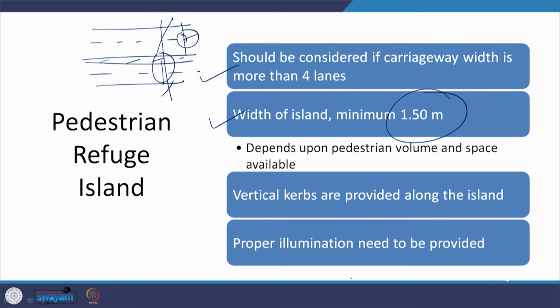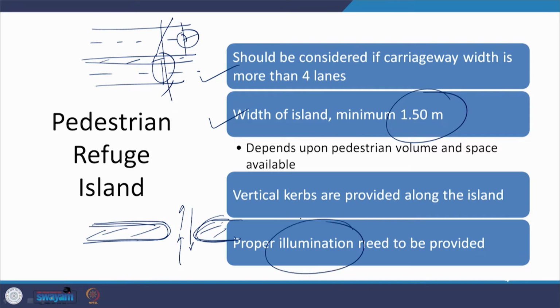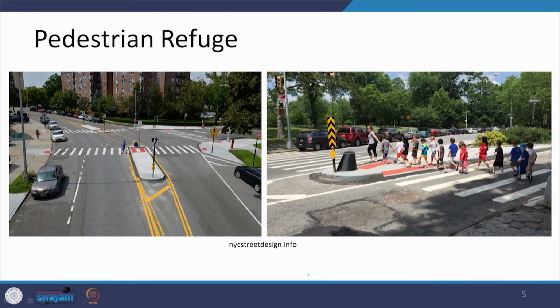When you provide these islands, what we usually do is provide a gap in this form, so that the pedestrians keep moving at the same level of the carriageway, unless we are providing some raised structure where the pedestrians are not required to come down and can move from the level of the carriageway to the other side at the same level. When this is happening, this particular section is going to be curved. So the vertical curves are provided along these islands. Another point is that to ensure the safety of these pedestrians, illumination also needs to be taken care of. That provision needs to be made.